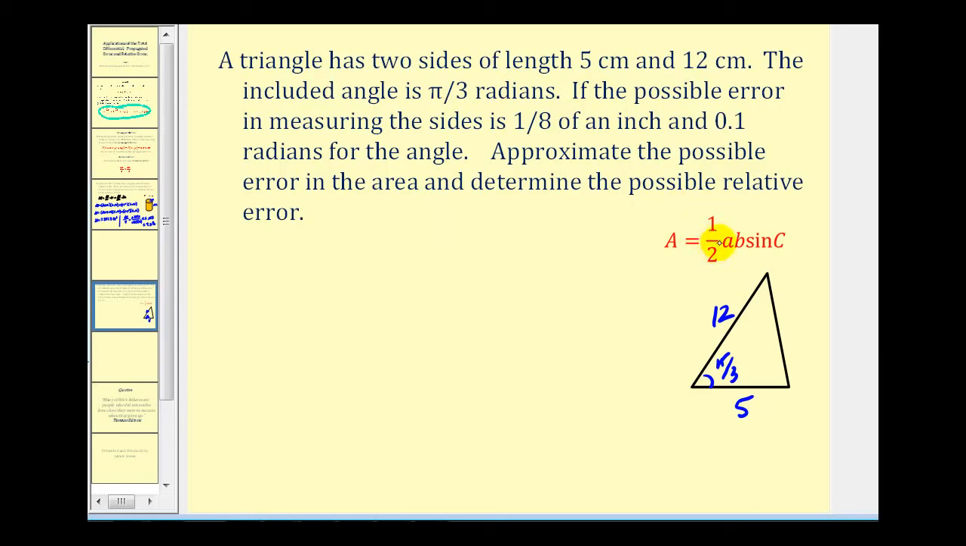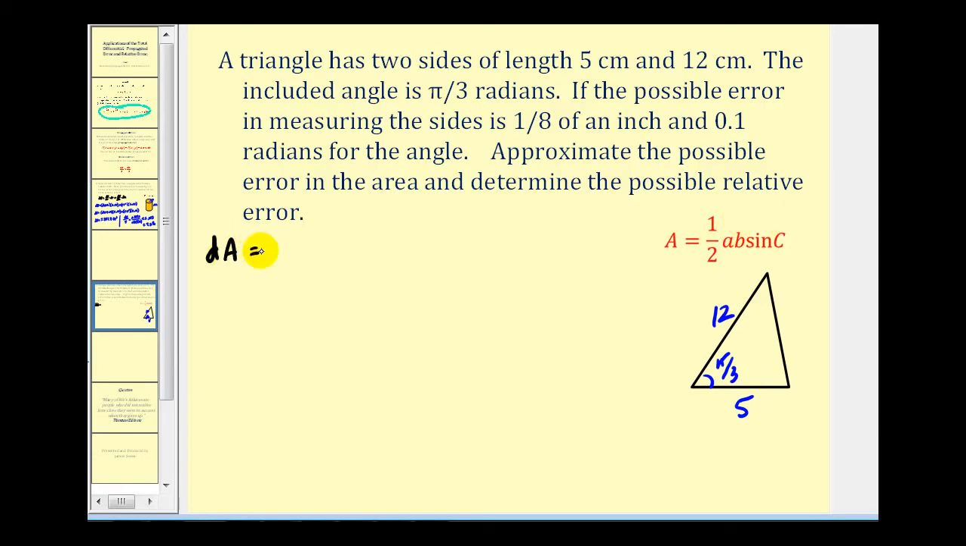Remember the formula to determine the area of a triangle when you have the two sides that include an angle is area equals 1/2 AB times sine C, where the sides A and B form angle C, and this is the information that we do have. So here's our formula. So first we have to determine differential A, that would be the propagated error or the possible error in measuring the area. And then to determine the relative error, we have to take differential A and divide by A. Notice on this one we actually have A defined in terms of 3 variables, so it's going to change our formula for differential A. Let's start with that.